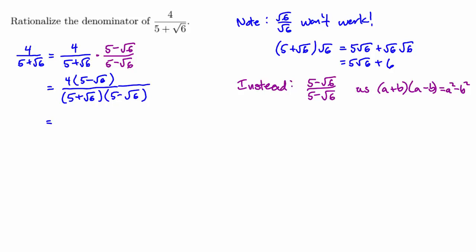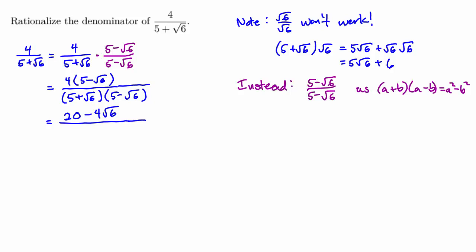Now, this numerator, I'll distribute that 4, and that will stay as is. So 4 times 5 will give me 20. I'll have 20 minus 4 times the square root of 6. That's going to stay as is. It's fully simplified, and there's not anything I can do to get that radical out of the numerator. That'll just have to stay.